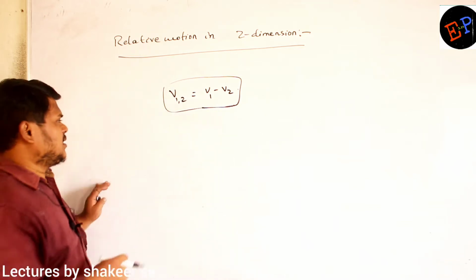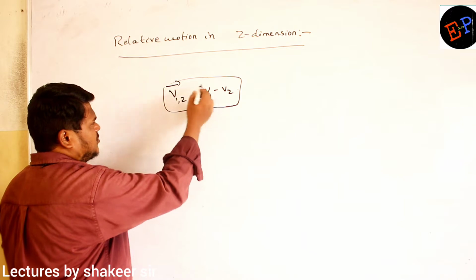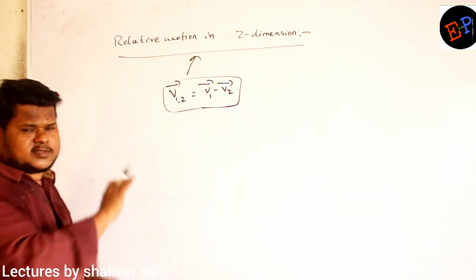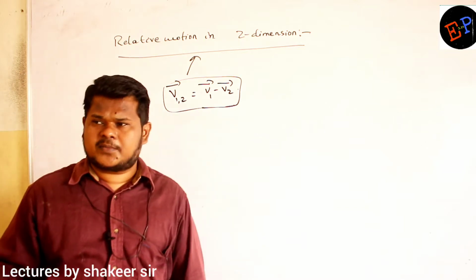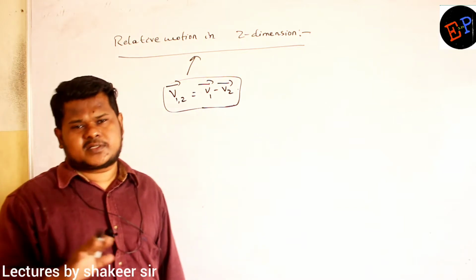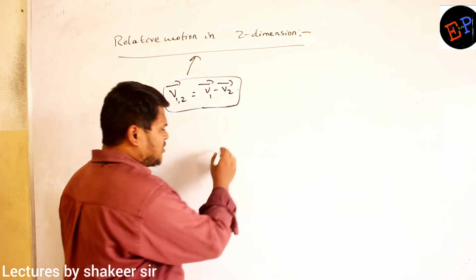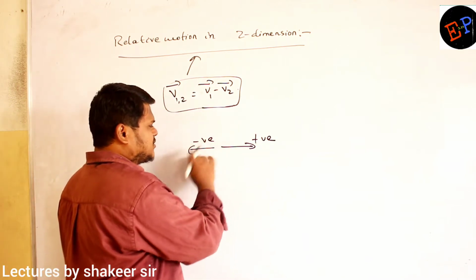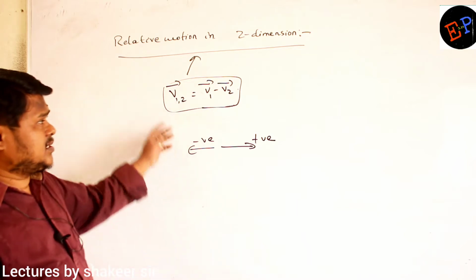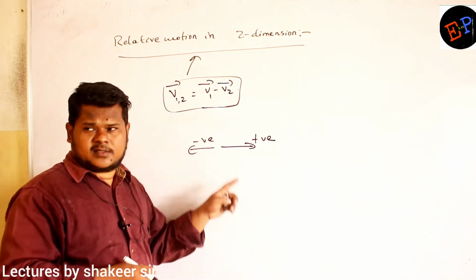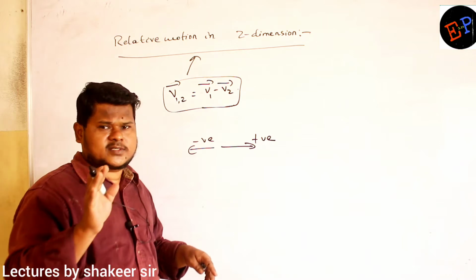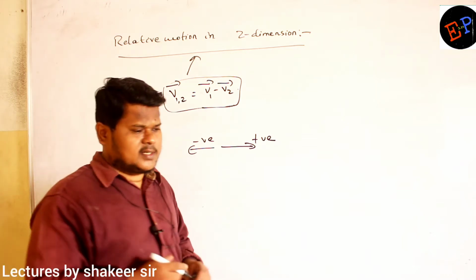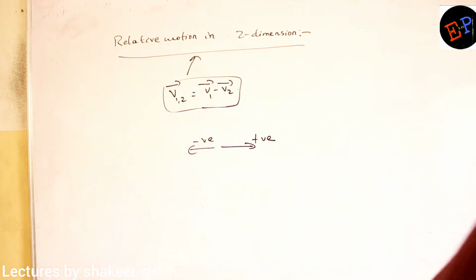And the same concept, if you write it in the form of vectors, is the equation for relative motion in two dimensions. The same equation as in one dimension applies in two dimensions also. In one dimension, if I take one direction to be positive, then the other direction is negative. But here you cannot do like this. Here you have to take directions into consideration, then accordingly do the problem. Let us try to understand by taking one example.